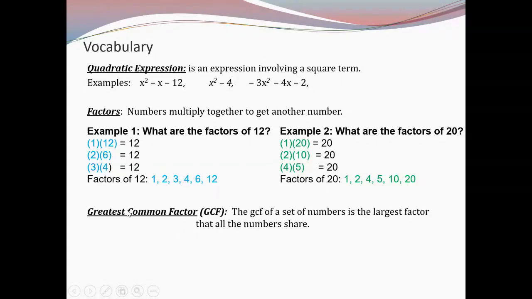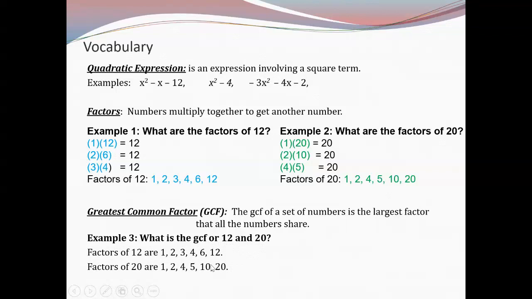Another term that we have to know is the greatest common factor, which means the GCF for short. The GCF of a set of numbers is the largest factor that all the numbers have in common. Example 3, what is the GCF? This is supposed to be of 12 and 20. So the factors of 12 and 20, what factors do they have in common? The 1s, the 2s, and the 4s. So my GCF is the highest factor they have in common, which is going to be 4.